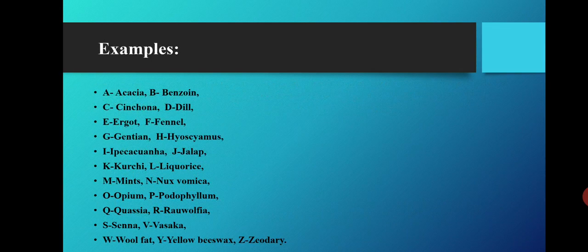Similarly, as you have seen in your dictionary कि A के सारे वर्ड्स आपको A सेक्शन में मिलेंगे, B के सारे वर्ड्स आपको B सेक्शन में मिलेंगे. तो यहाँ वर्ड्स नहीं, यहाँ हमें ड्रग्स की बात करनी है कि A से जितनी भी ड्रग्स स्टार्ट होती हैं कॉमन नेम में, वो हमें सारी A सेक्शन में मिलेंगी.